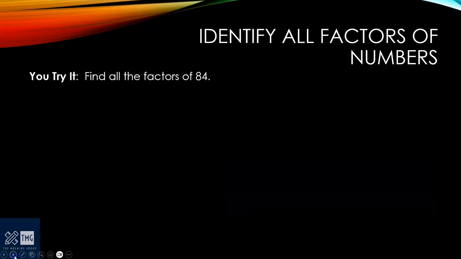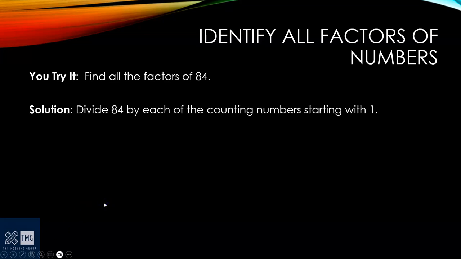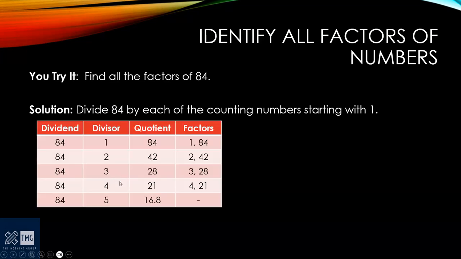All right, you try the next one. Find all the factors of 84, and then come back and see how you did. So first, again, we're going to divide 84 by each of the counting numbers starting with 1. Well, 1, 2, 3, and 4 all come out nicely. We're going to get a counting number as a quotient, and therefore we have 4 pairs of factors.